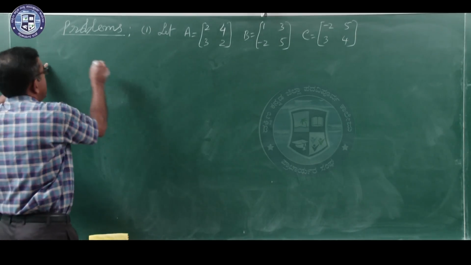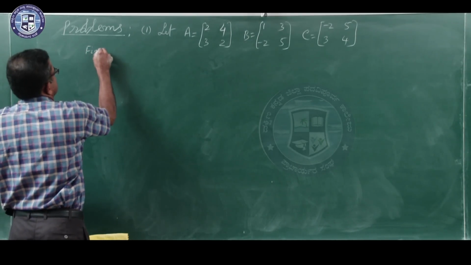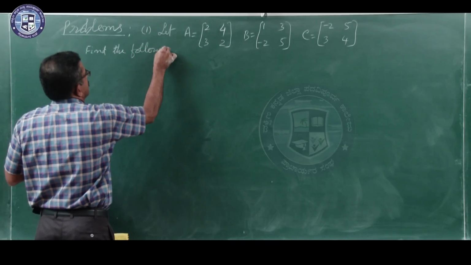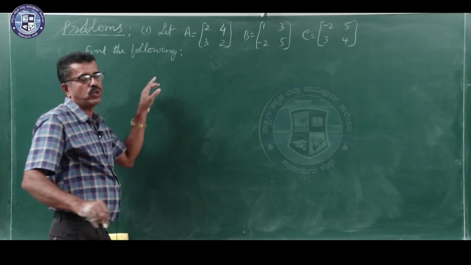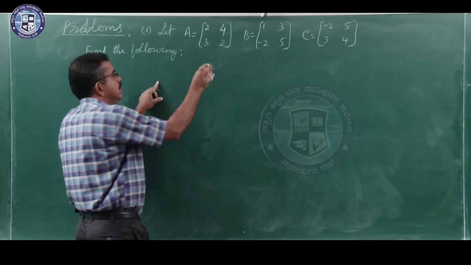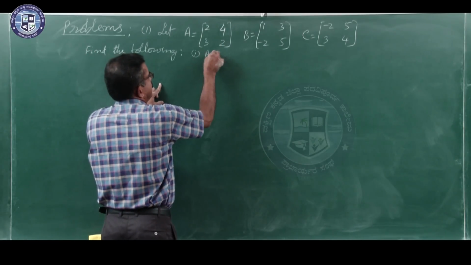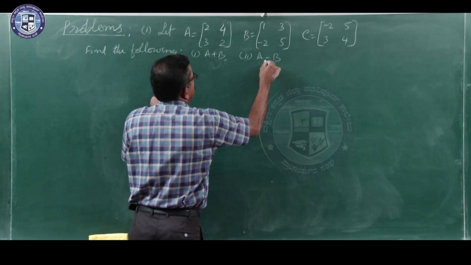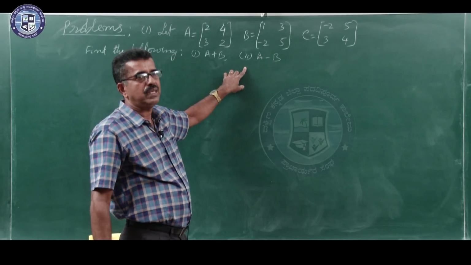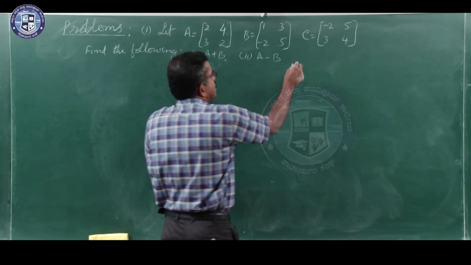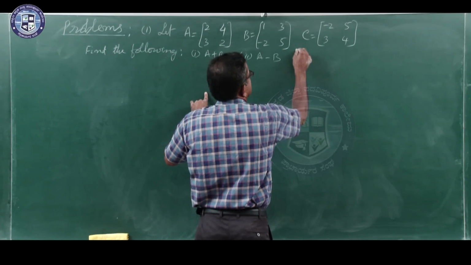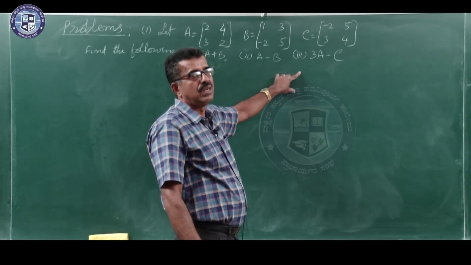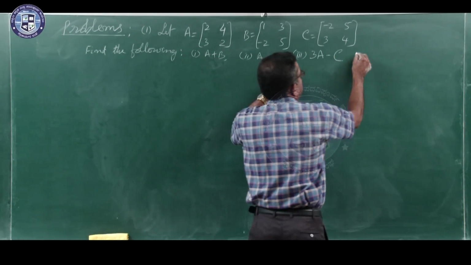Now, what is the question asked? Find each of the following. First question will be A plus B. Second question, A minus B. You will be asked to find either A plus B or A minus B. Third question, it is 3A minus C. Fourth question, it is A into B.